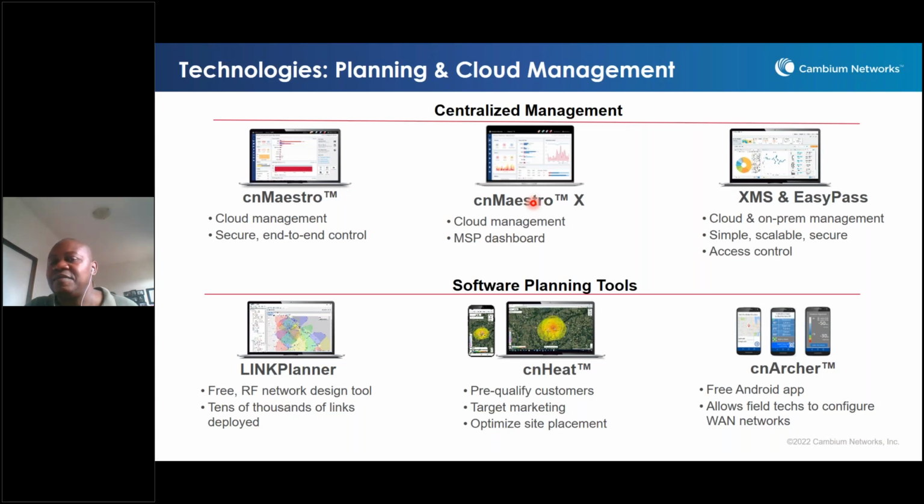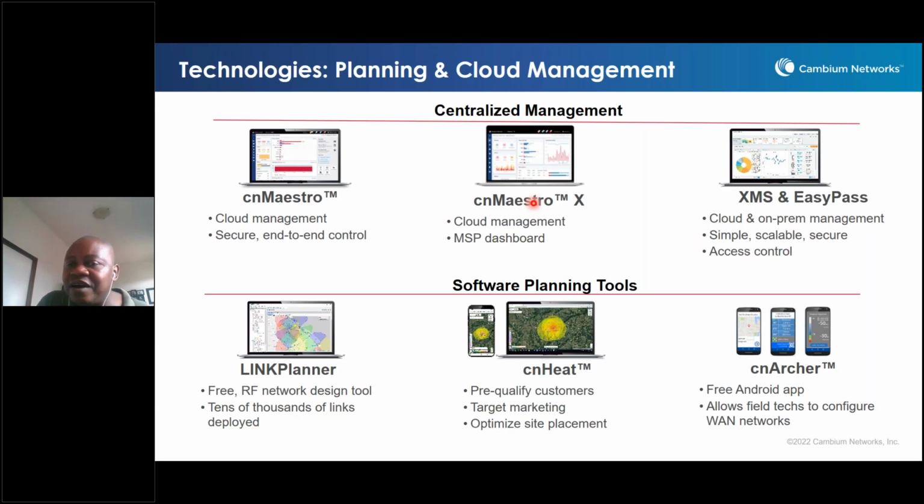Okay, it's a month. And then cnMaestro X also has what we call the MSP feature, managed services provider. So if you have several customers on your network, this is something you can use, so the MSP dashboard allows you to manage all those customers from one platform, and you can give them separate accounts, and also allow them to see what you want them to see or what they would like to see of the network. Okay, so those are some of the differentiating features.